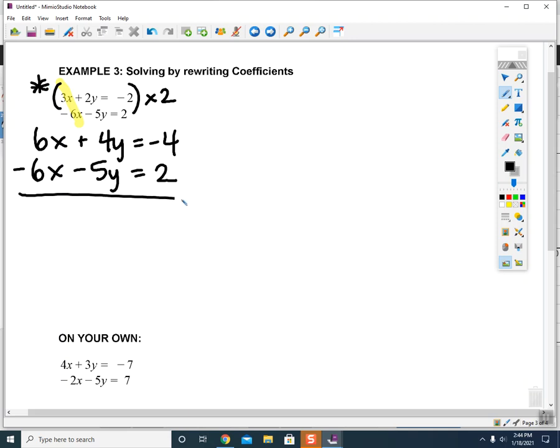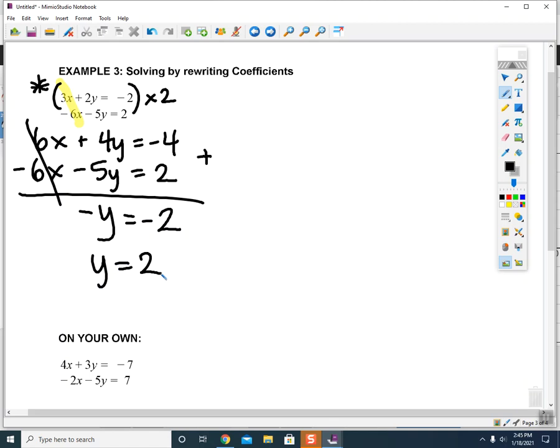So now I have corresponding coefficients that have opposite signs, which means that I'm going to add these two together. So 6x minus 6x, that just becomes 0. 4y minus 5y is going to give me negative y. Negative 4 plus 2 is going to give me a negative 2. So if negative y equals negative 2, that means that y equals 2.